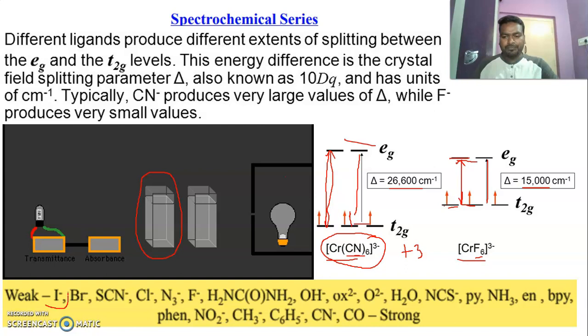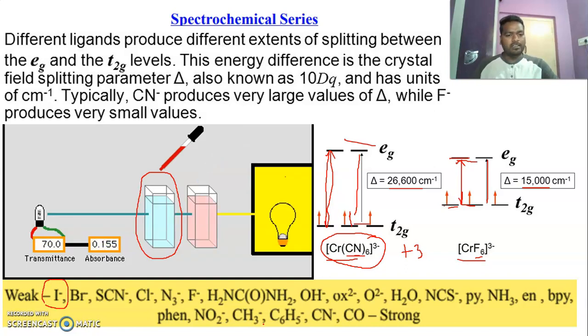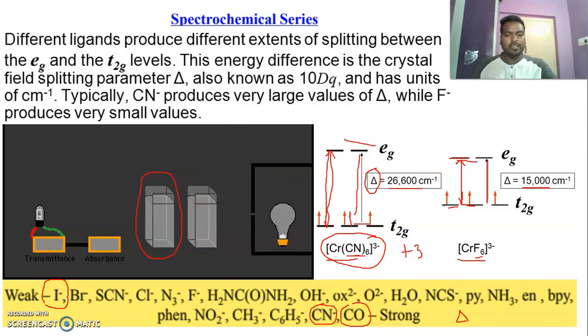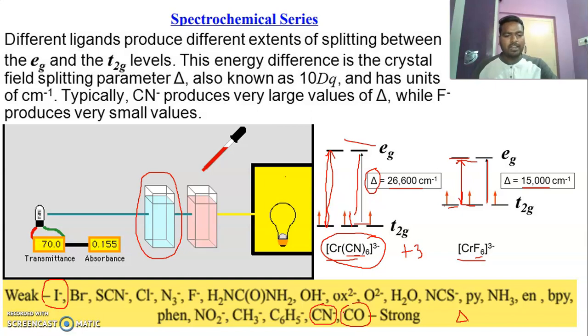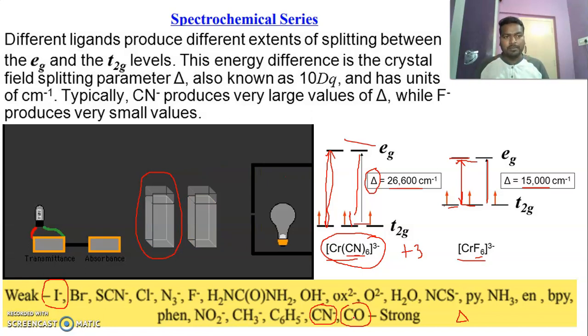So here iodine is the weakest ligand. CO is a strong ligand. See here in the spectrochemical series. That is the increasing order of delta naught value. The amount of energy which is absorbed is exactly equal to what? It is exactly equal to delta, the crystal field splitting energy. So iodine possesses less energy, and carbon monoxide and cyanide are strong ligands. Here, the spectrochemical series is an experimental fact.